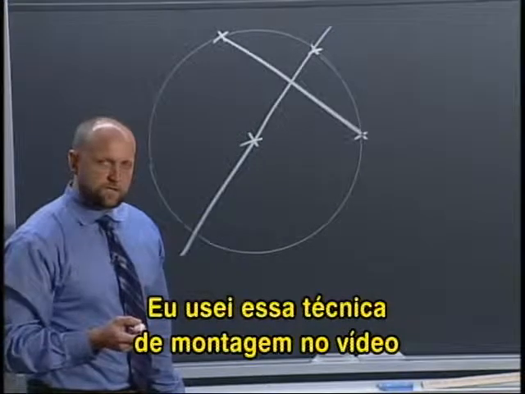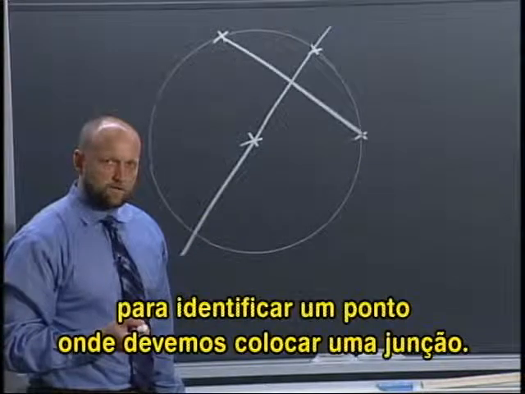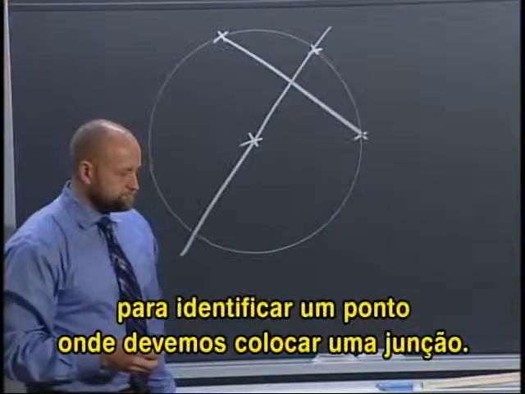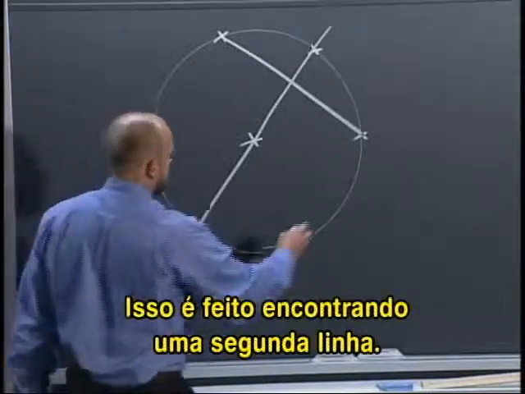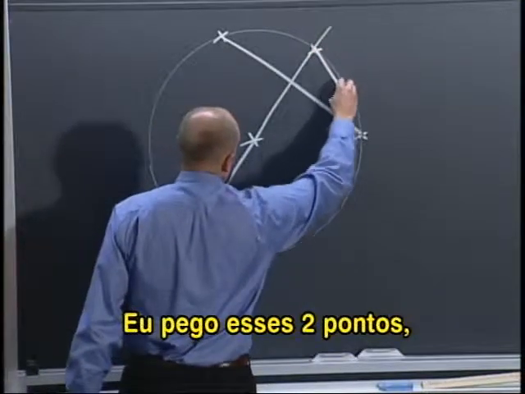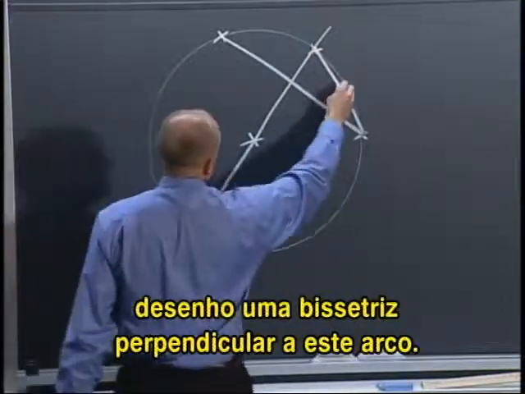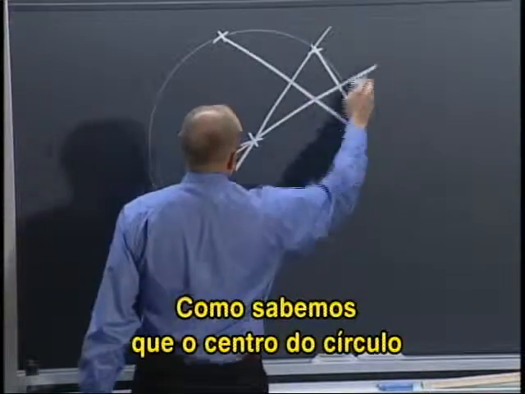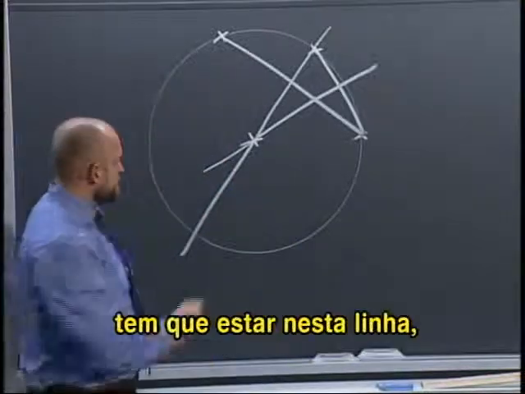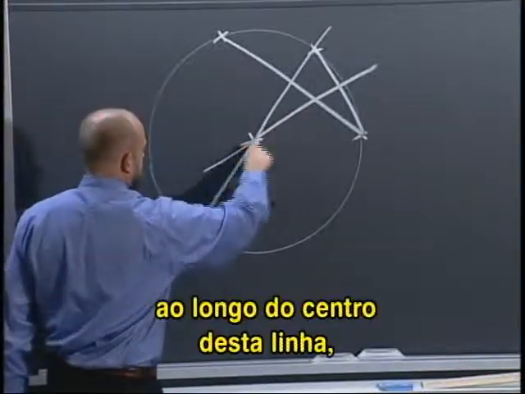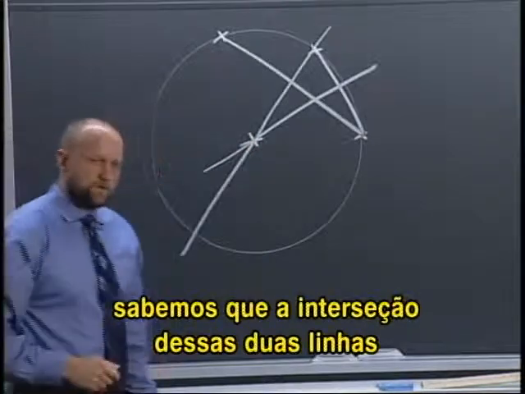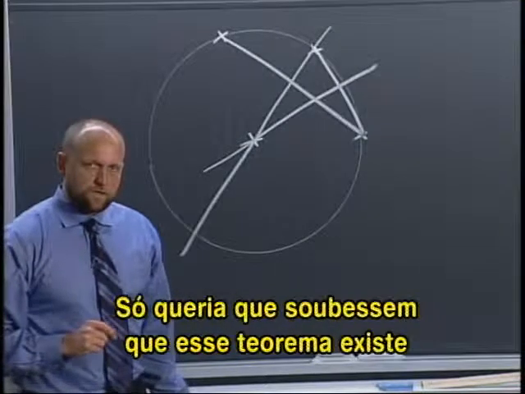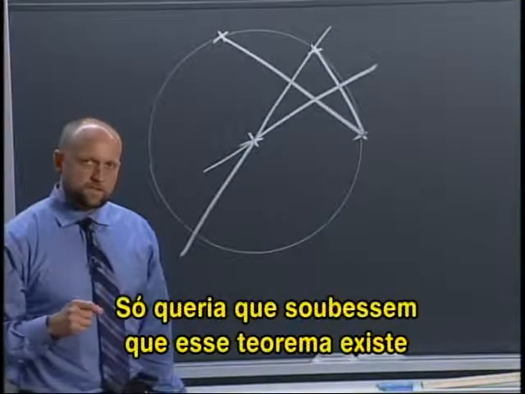Now, I use that construction technique in the video in order to solve for a point at which we must locate a joint. I do that by finding a second line. I then take these 2 points and I construct a perpendicular bisector of that arc, and I say that because we know that the center of the circle has to be along this line and has to be along the center of this line, we know that the intersection of those 2 lines has to be the unique center of that circle. Now, I just wanted you to know that there is this theorem.